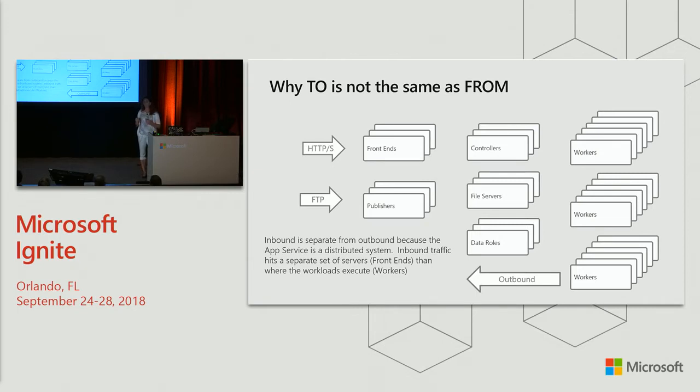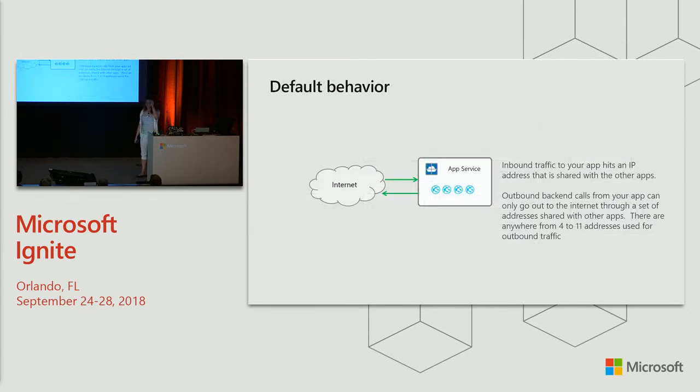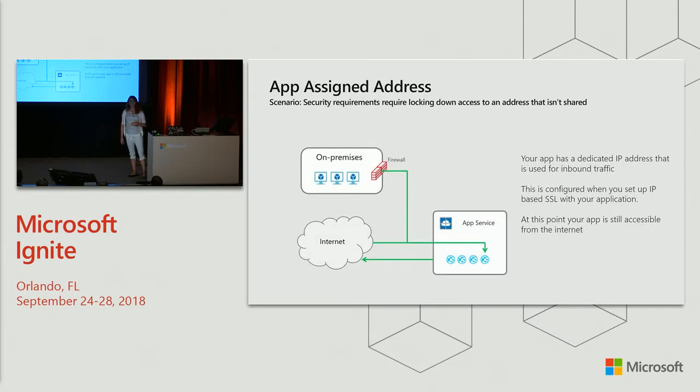So when you make application calls to other resources, such as databases, or on-premise resources, then we need a different set of features there. By default, your app, when deployed in the Azure App Service, has one IP that's shared with everybody else in the same app service deployment unit, and 4 to 11 IPs that are shared with the same set of applications in that same deployment unit. So if you want to lock things down, this is a little troublesome because you're sharing addresses with others.